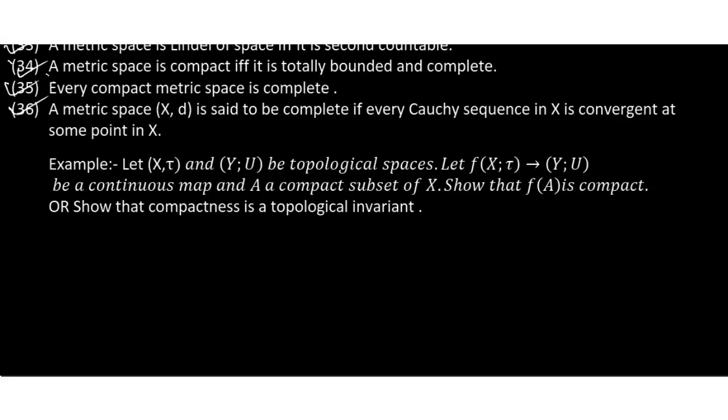Let (X, tau) and (Y, u) be topological spaces, and let f: (X, tau) to (Y, u) be a continuous map and A a compact subset of X. Show that f(A) is compact, and show that compactness is a topological invariant. Now I will prove only one theorem. I have just discussed all the theory, but I do not prove every theorem. Just one theorem I will prove in this video.